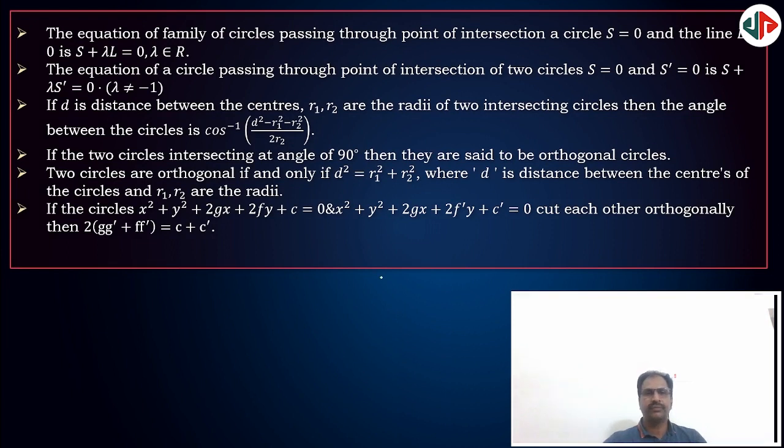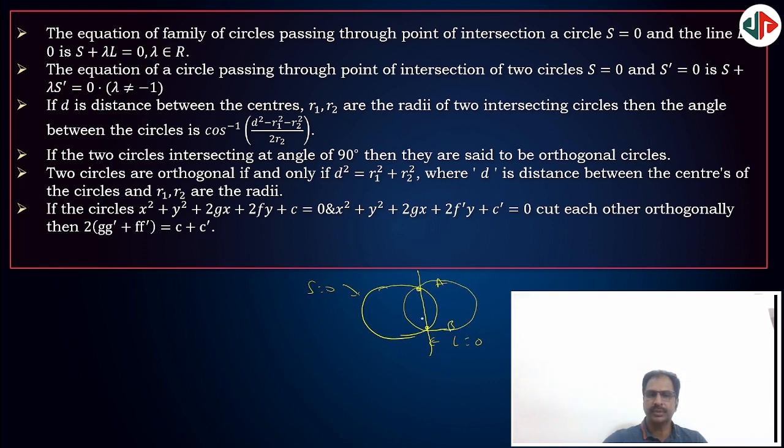Next, the equation of family of circles passing through point of intersection of a circle and a line. Let us say S is equal to 0 is a circle and L is equal to 0 is a line. Let us say both are intersecting at 2 points A and B. Now, through these 2 points A and B, we can draw number of circles like this.